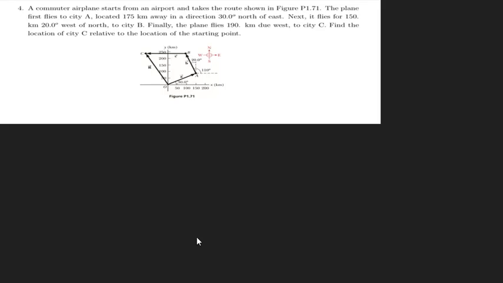We have yet another interesting question under vectors, and we have been asked to find the location of city C relative to the location of the starting point.